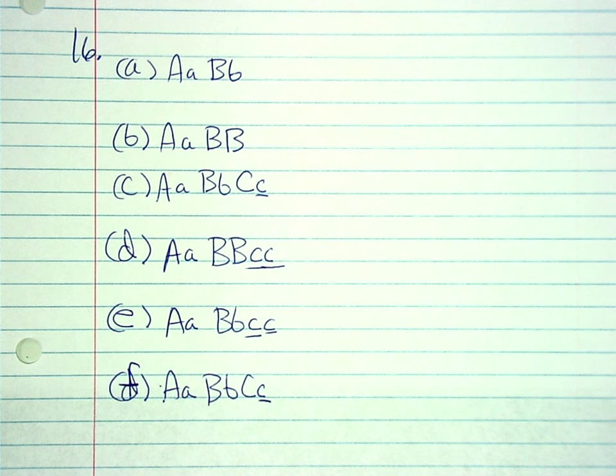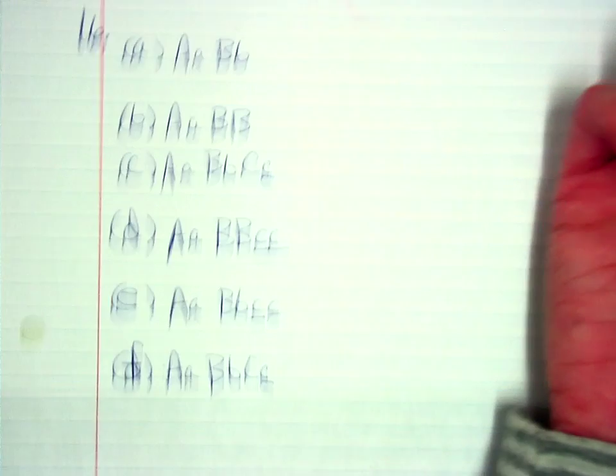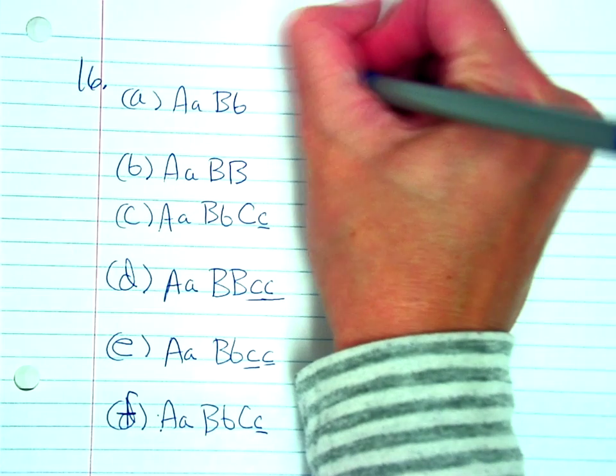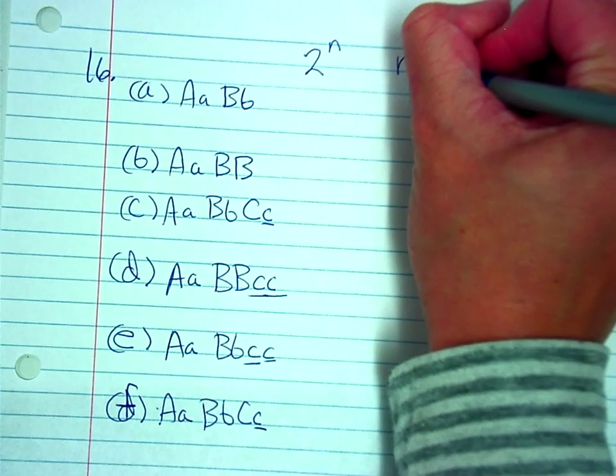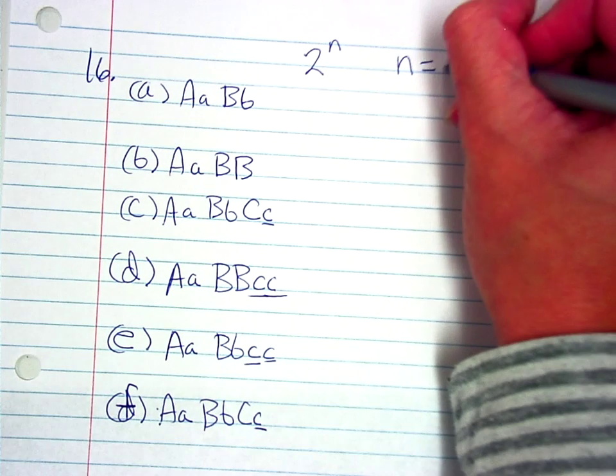Okay, on problem number 16, it asks you to determine the number of different types of gametes that could be formed by individuals of the following genotypes. So we're trying to just determine how many different sperm or how many different eggs can be produced by each of these genotypes. Now, if you remember, the equation for the number of different types of gametes is 2 to the n power, where n equals the number of heterozygous pairs.